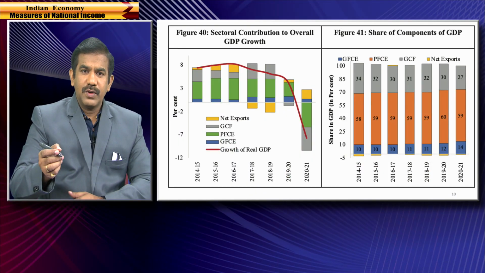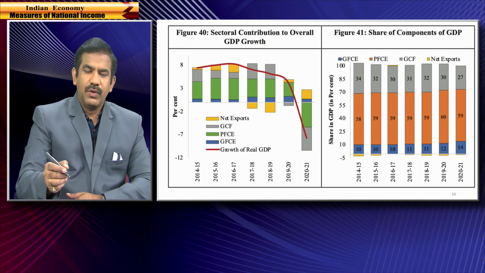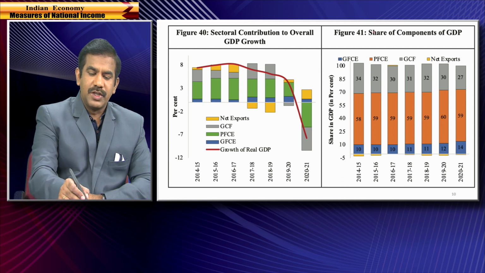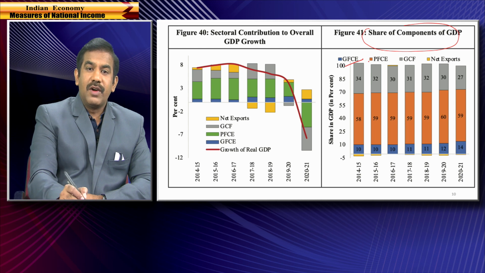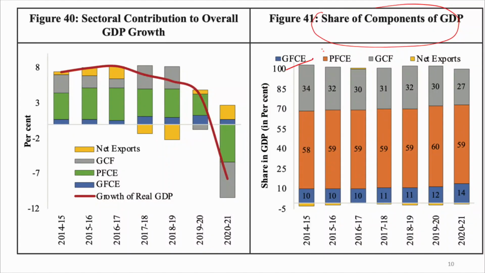Now do not get confused with these particular terms. If you look at figure 41, share of components of GDP, GFCE stands for government final consumption expenditure. You remember I defined GDP as C plus I plus G plus X minus M, or net exports. Rather than simply using the terms C, I, G, we use these standard accounting terms.